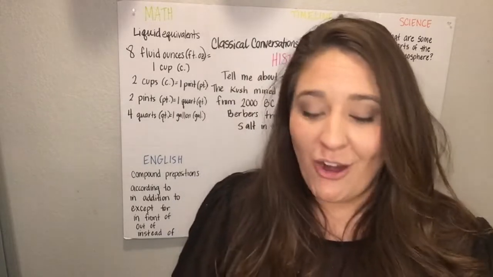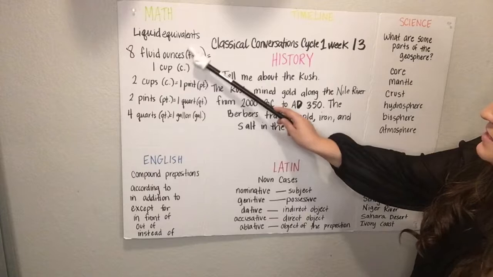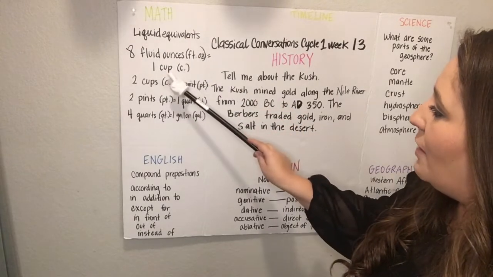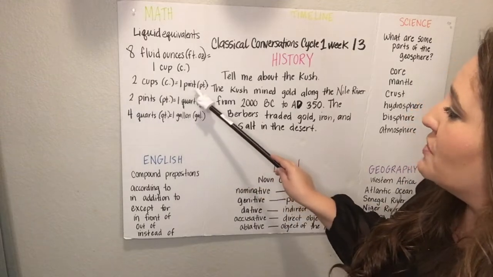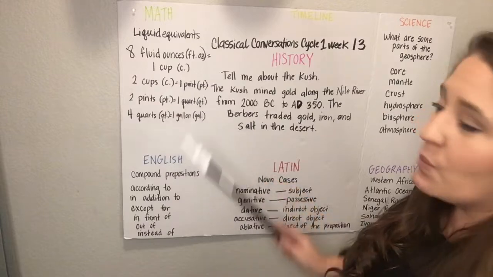So that was our geography. Let's go ahead and move to our math. Math is here. We're learning liquid equivalents. 8 fluid ounces equals 1 cup. 2 cups equals 1 pint. 2 pints equals 1 quart. 4 quarts equals 1 gallon.